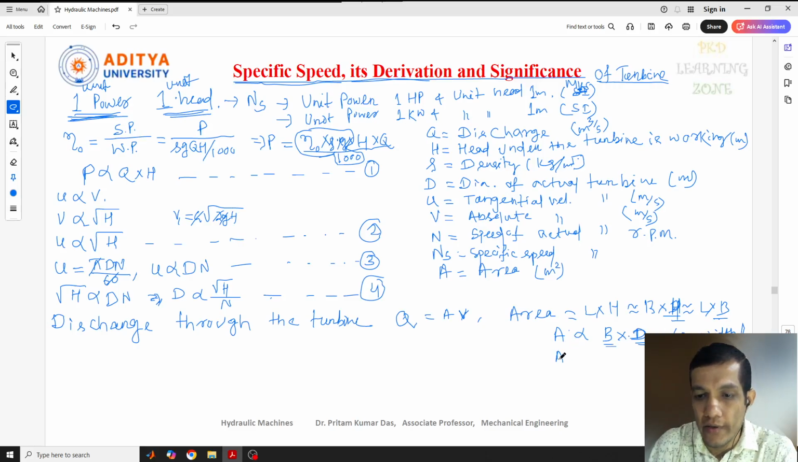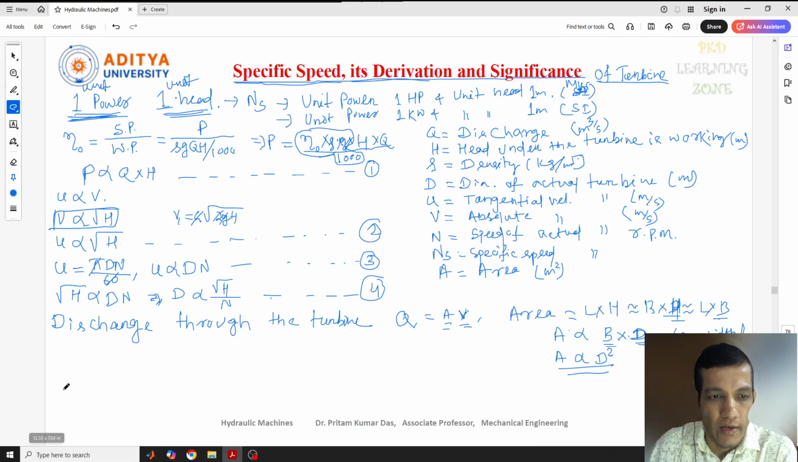So here we can also write area is directly proportional to d square, because I know that B is also equal to D, or B is directly proportional to D. So area is directly proportional to d square. This is the area part. What about the velocity here? Velocity we already got previously. Velocity is directly proportional to root H, from this equation.